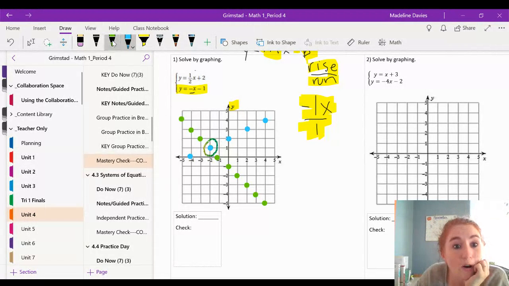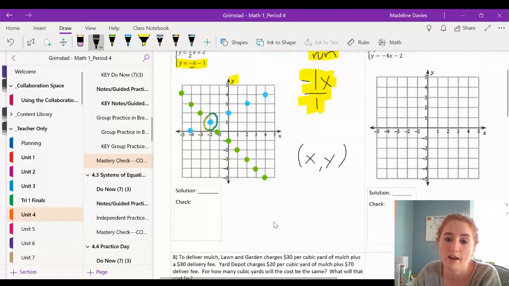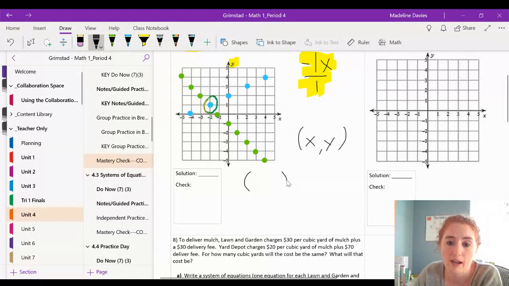All right. So now all we have to do is figure out what that point is. In order to find a point, or what is called an ordered pair, I always try to get you guys to remember that we're looking for x comma y. So my x, in order to get to this circled point, I need to go over negative 2 for my x, and I need to go up 1 for my y. So over 2, up 1. And that is our solution.